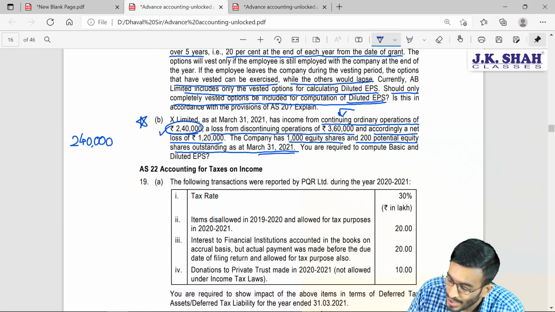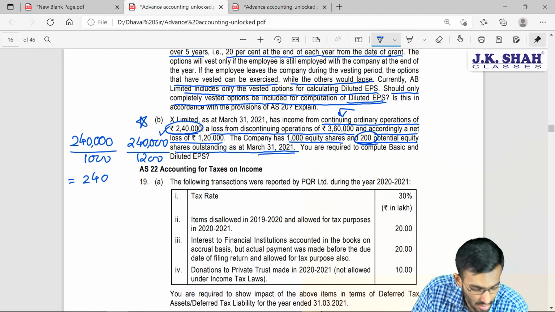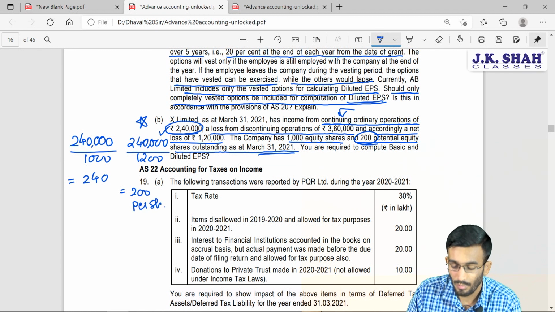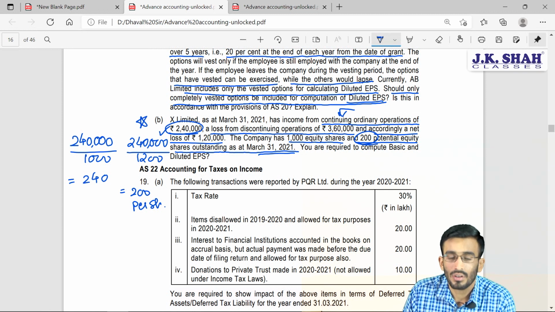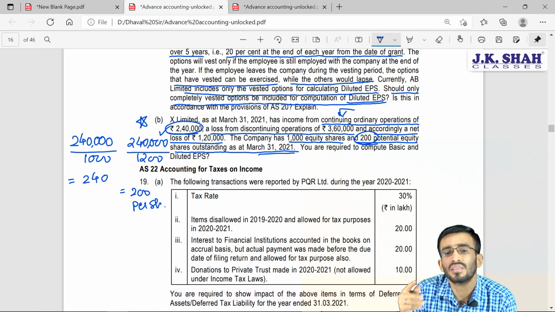Now, the equity shares are 1,000, so it comes to 240 per share. That is the basic EPS. Now, if I want to calculate the diluted EPS, that is 2,40,000 divided by 1,200, as 200 potential equity shares are there. It comes to 200 per share. So here you can check, this is dilutive in nature. These potential equity shares are diluting our continuing ordinary operations profit, so we will consider them as dilutive for the purpose of calculating diluted EPS.